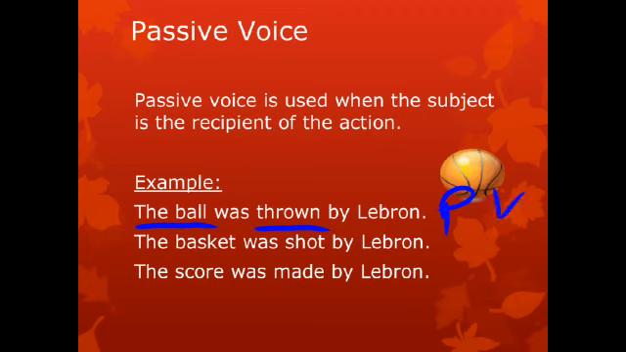In the second example you can see: the basket was shot by LeBron. Here the basket is the subject, and was shot is the verb. Again, this is a passive voice sentence, because the subject, the basket, is not doing the action. Whenever the subject is not doing the action, it is passive voice. In the third example: the score was made by LeBron. Here the score is the subject and was made is the verb. This is again a passive voice sentence because the subject is not doing the action.